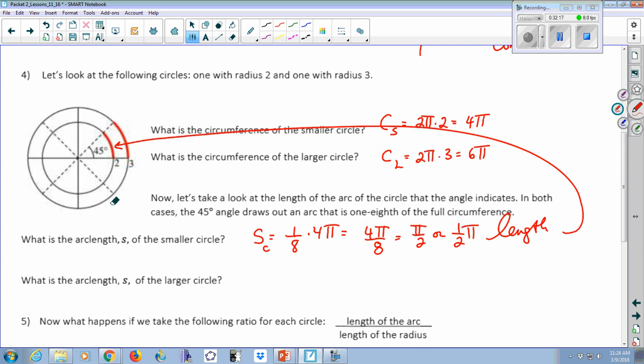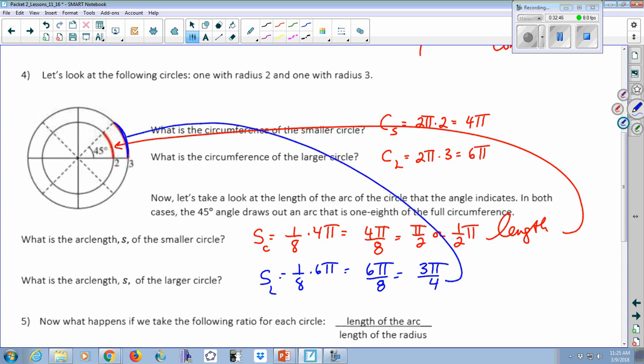So now let's find the arc length for my larger circle. Let's make it a little different color, blue. So let's find the arc length that's blue, my larger circle. It's 1/8 of the total distance around, which is 6 pi, right? Which is 6 pi over 8. And when I reduce that by dividing top and bottom by 2 over 2, I get 3 pi over 4. So that's the length of the blue arc.